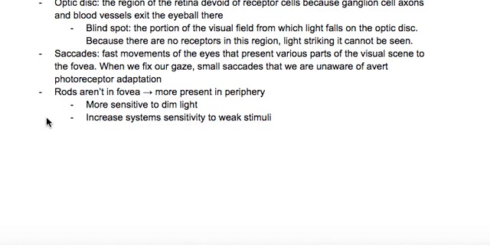Rods aren't in the fovea at all. They're only present in the periphery. So we're more sensitive to dim light, and it increases our system sensitivity to weak stimuli.